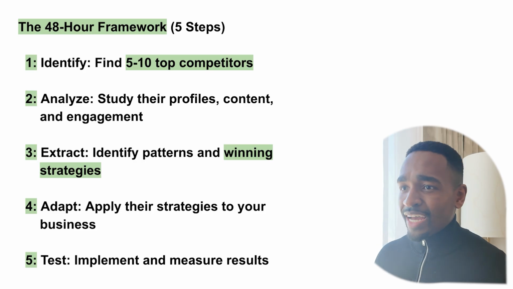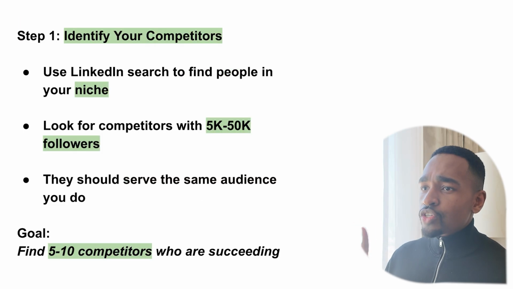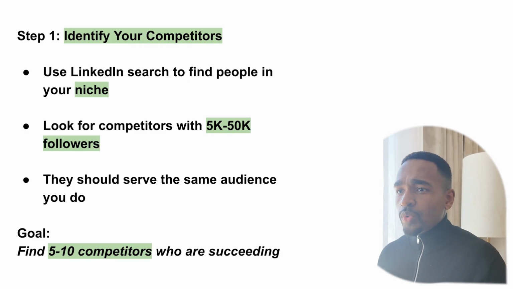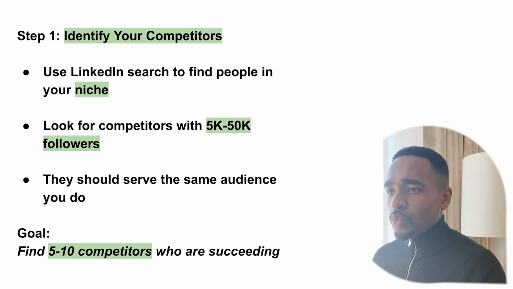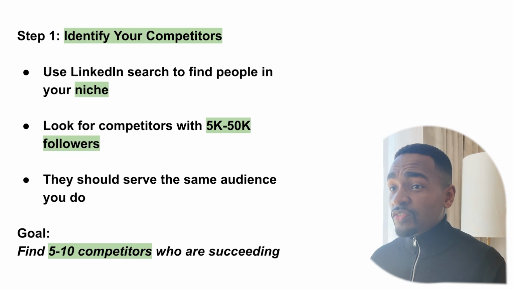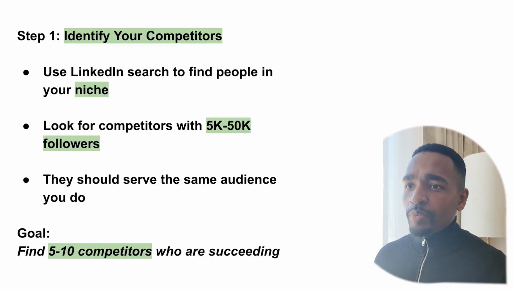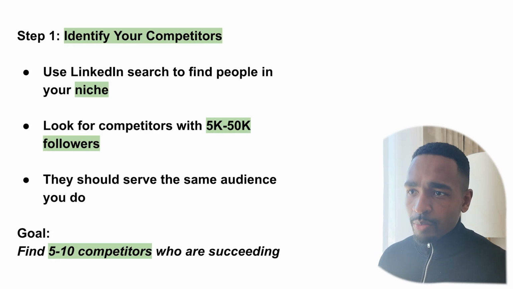So we're going to break this down in more detail to actually set you up to be able to implement this. So the first step is to identify. So you want to use LinkedIn search to find people in your niche. Search for keywords related to what you do. So you want to look for competitors with maybe anywhere from 5,000 to 50,000 followers. These are the people who have figured it out, but they're not necessarily so big that their strategies won't work for you. They should serve the same type of audience that you do.